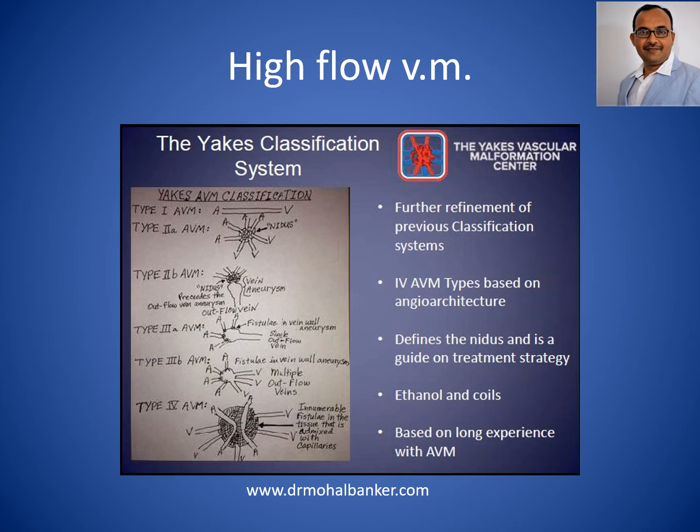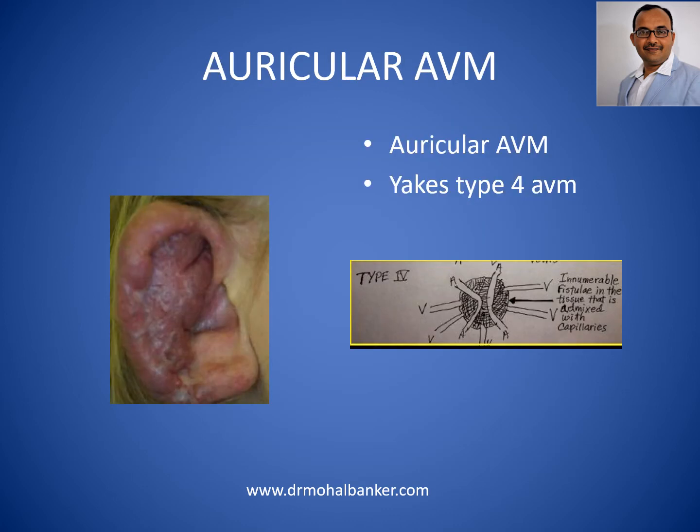So with this characteristic of the lesion, we have to plan the treatment, where to inject the ethanol and what the dose of the absolute ethanol should be. This is a very important tool for treatment of auricular AVM. So now let's discuss this case of auricular AVM.